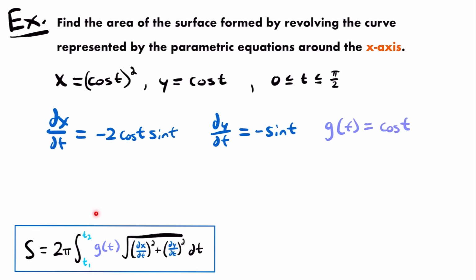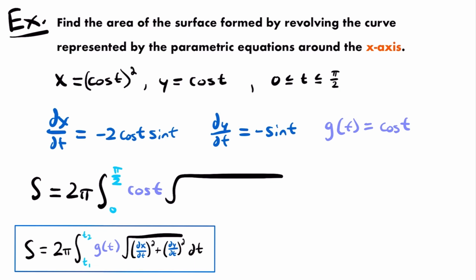So now let's set up our integral here. Let's use this formula in order to calculate the area of this surface of revolution. We'll have that s is equal to 2 pi times the integral from t sub 1 to t sub 2, which in this case will be from 0 to pi divided by 2. So we'll have a lower bound of 0 and an upper bound of pi divided by 2. And then inside the integral, we have g of t, which is cosine t. So we'll have cosine t, and multiply that by the square root of dx dt squared plus dy dt squared.